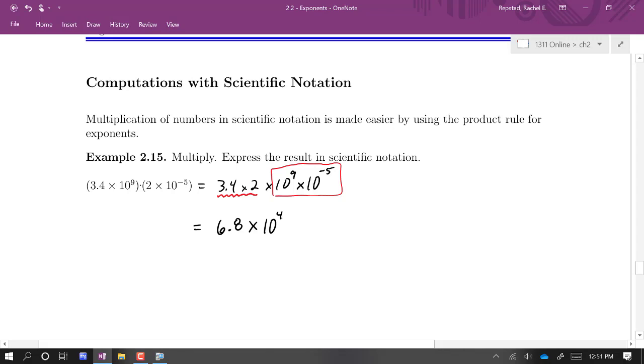Sometimes I might still need to use a calculator to do some of this arithmetic, but this was really quite simple, and it almost became more of a mental arithmetic problem after I was able to rearrange the order of the factors. And that's a lot easier to do in scientific notation than if I had written these out in decimal notation.